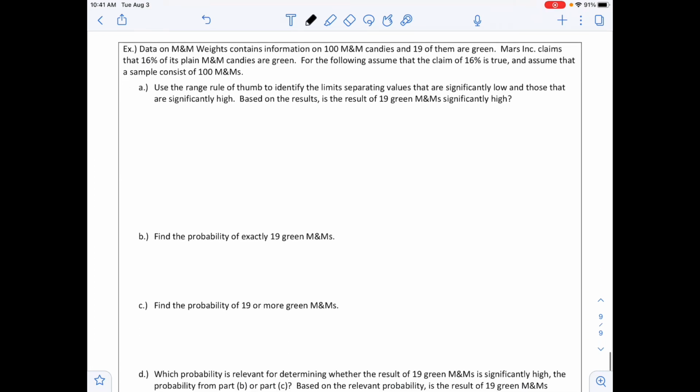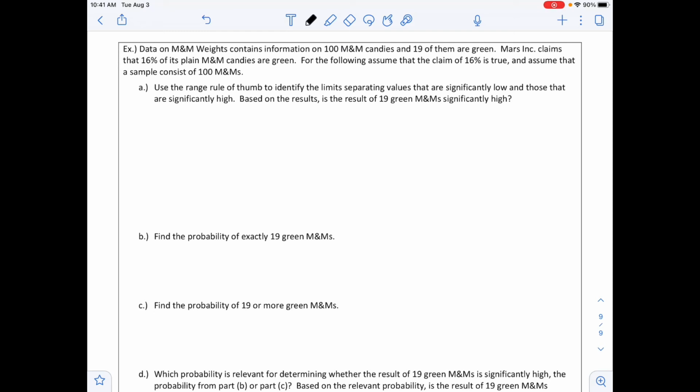So the next example that we have says data on M&M's weights contains information on 100 M&M candies and 19 of them are green. Mars company claims that 16% of the plain M&M candies are green. For the following, assume that the claim of 16% is true and assume that a sample consists of 100 M&Ms. Part A says use the range rule of thumb to identify the limits separating values that are significantly low and those that are significantly high. Based on the results, is the result of 19 green M&Ms significantly high?